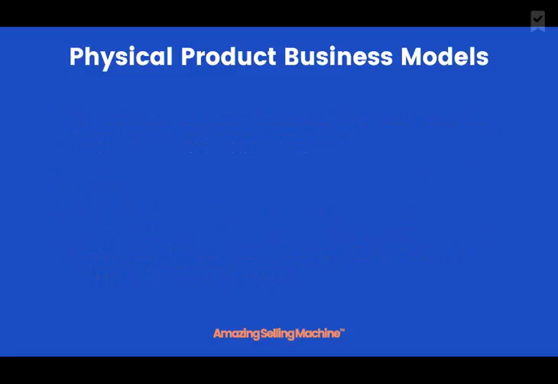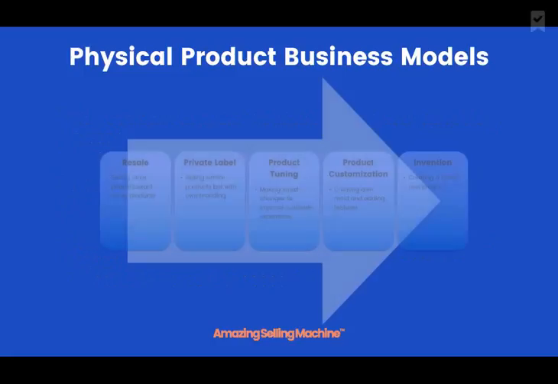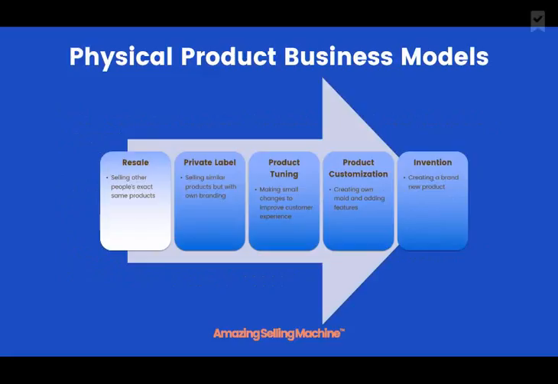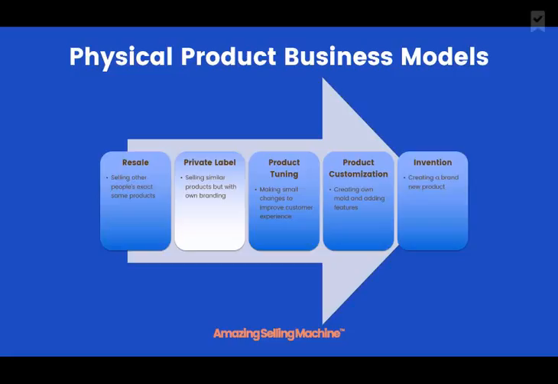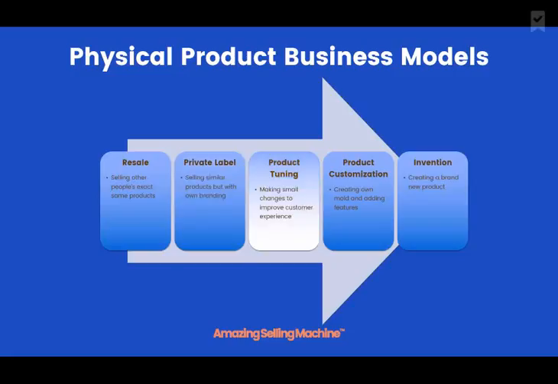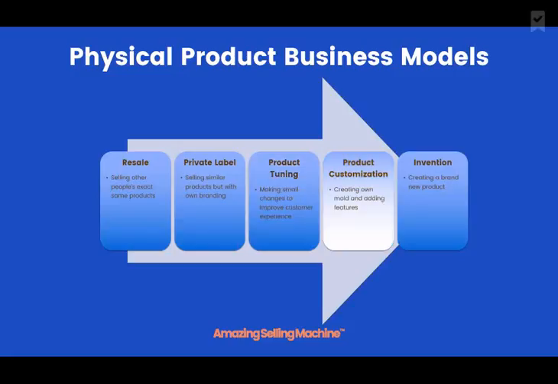Let's take a quick look and see where private labeling and product tuning fall among the other physical product business models out there. First, we have resale, which is just selling the exact same product under the exact same brand as everyone else. Then there's private labeling, which is selling similar products, but with your own branding around it. Product tuning is then taking that and making some small changes to improve the customer experience. Product customization can involve creating your own mold, which is actually what products are made in, and then adding features to it. And then invention is creating a brand new product that never existed before.